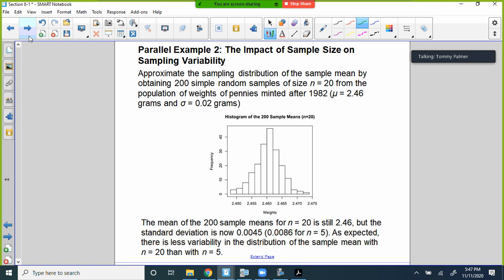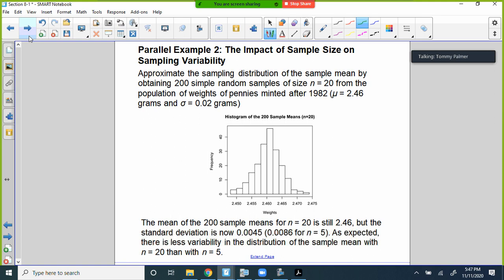After approximating the sampling distribution of the sample mean by obtaining 200 random samples of size n equals 20 for the population, the weights of the pennies minted after 1982, the mean is 2.46 and the standard deviation is 0.02. The mean for the 200 sample means for n equals 20 is still 2.46, but the standard deviation is now 0.0045. And they ask, why did it change?